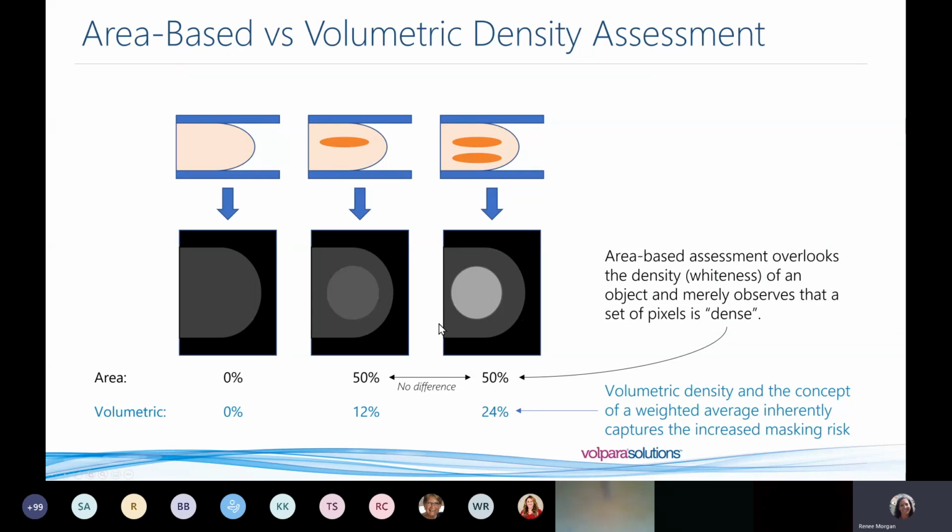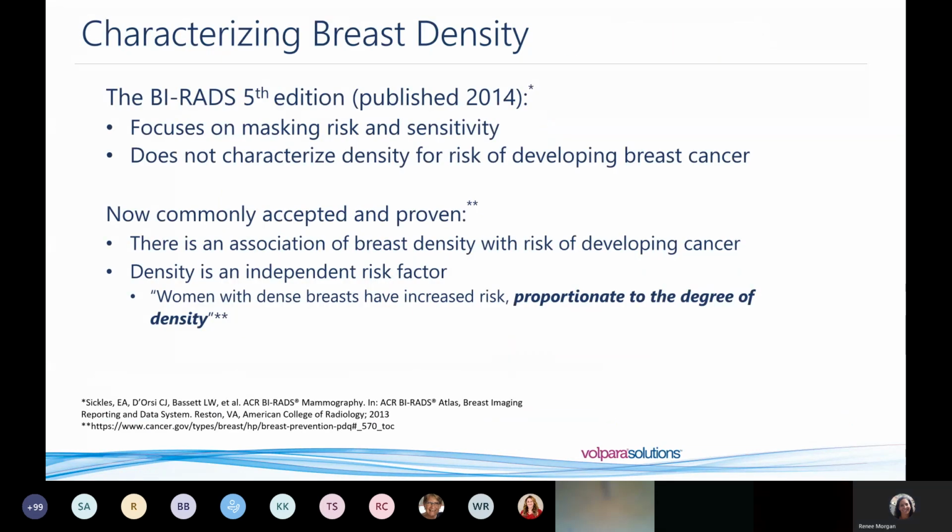Now, the radiologist is not going to look at the middle and third schematic and say they're the same. The radiologist will look at this and, you know, maybe bump it up a little bit because of the whiteness of the tissue seen. And this is what we talk about when we refer to pseudo-volumetric.